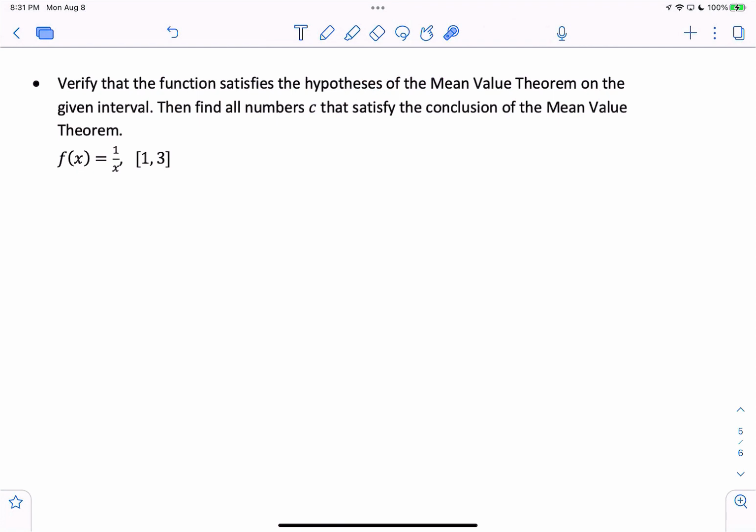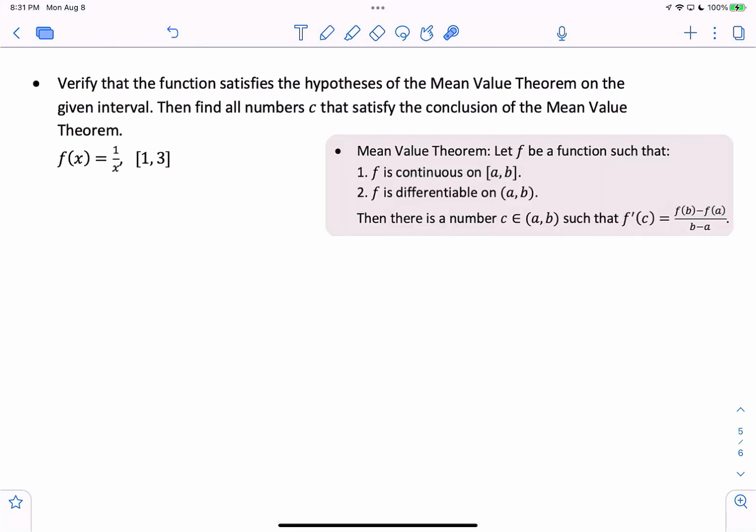Now we're going to use the mean value theorem to say something. Verify the function satisfies the hypotheses of the mean value theorem on the given interval. Then find all numbers c that satisfy the conclusion of the mean value theorem. Our function is f of x equals 1 over x, and the closed interval is 1 to 3.